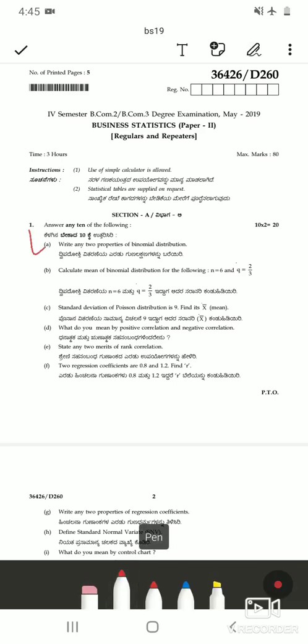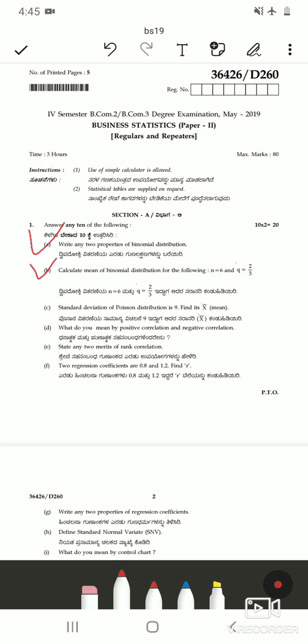So the first question is, write any two properties of binomial distribution. So this is for 2 marks. You can write any 4 or at least more than 2 properties of binomial distribution we have discussed. You can write p equal to 1 by 2 when it is symmetric or non-skewed, and when it is positively skewed or negatively skewed, you can write mean and variance. So I have explained in the class, it is a straightforward question, you can solve it.